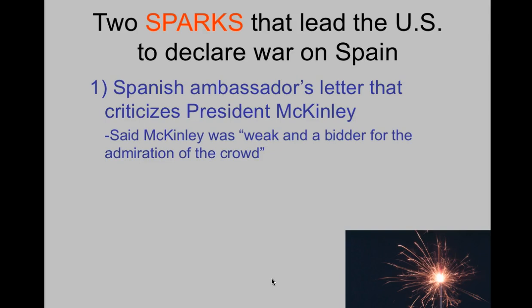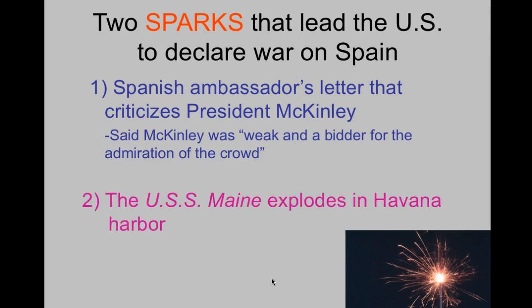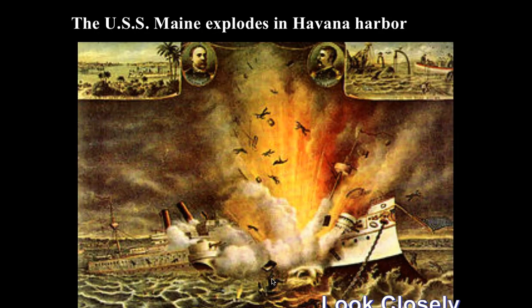But meanwhile, the first one: a Spanish ambassador's letter is written that criticizes our president, President McKinley. He calls McKinley weak and a bidder for the admiration of the crowd, meaning he's just saying whatever needs to be said in front of the people, but behind closed doors he's saying different stuff. And so it's an insult. And we're very offended. How dare they speak of our president like this? And the second thing, oh wow, look at that massive, beautiful ship that they brought in just in case. Well, it suddenly explodes in Havana Harbor, Havana being the capital of Cuba. Who done it?